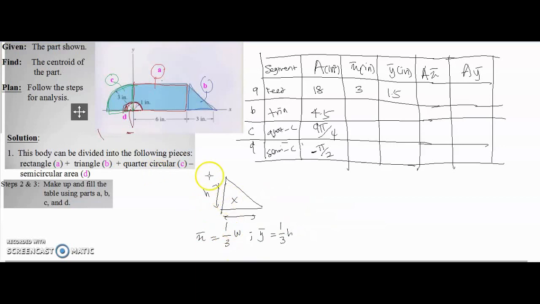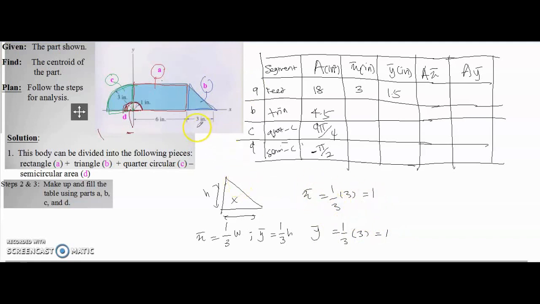So for x bar and y bar for the triangle, we calculate using this formula. x bar is equal to 1 over 3. The width here is 3, so this one is equal to 1. y bar is equal to 1 over 3. The height is also 3, so this one is equal to 1. Okay.